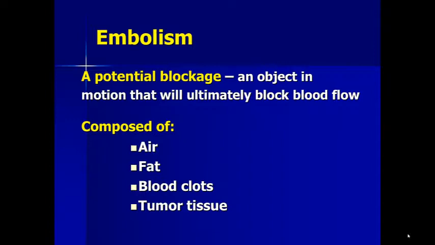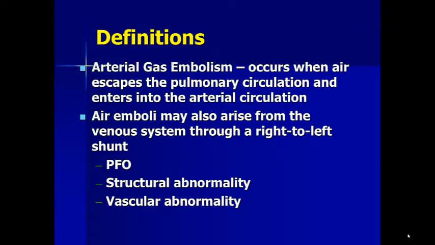Embolism, by definition, is a potential blockage. It's an object in motion that ultimately blocks blood flow, and it can be multiple different things. We have air embolism, fat embolism after orthopedic surgeries, clots, pulmonary embolism, as well as tumor. Arterial gas embolism occurs when air escapes the pulmonary circulation and becomes arterialized. It can also arise through the venous circulation with right-to-left shunts, PFOs, or any other structural or venous anomalies that allow transit, bypassing the pulmonary filter.